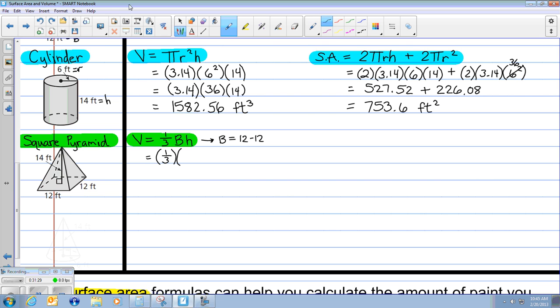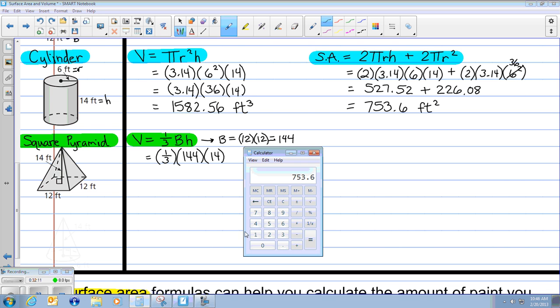See, that's why I don't like the multiplication dot. It ended up looking like a subtraction sign. Let me go back and use my parentheses. So 12 times 12 means the area of the base in this example is 144. So when we see that capital letter B, we're going to use 144. All right, so area of the base is 144. And then the height is 14. Okay, so now we just are going to calculate.